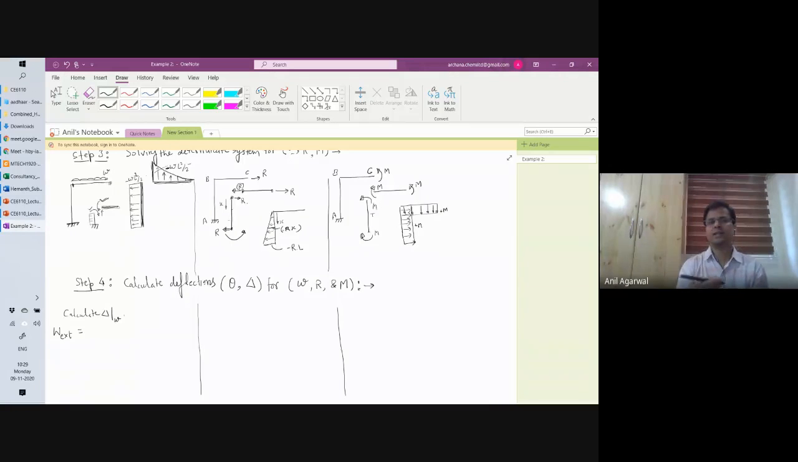So the virtual load is acting in the direction of delta, right? That is R equal to 1. We apply the unit virtual load and it stays there. Then we apply W, and when W is being applied, that R equal to 1 is riding along and doing some work. And that is that work.